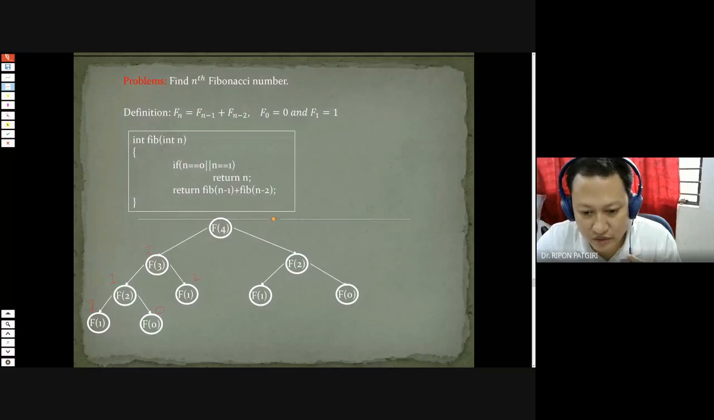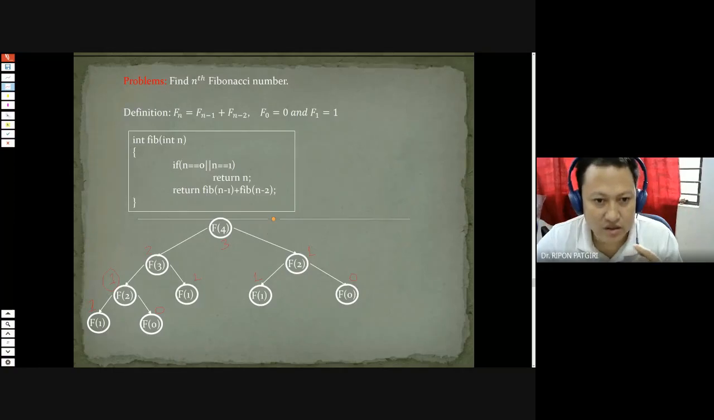Now here f of 1 will return 1, and f of 0 will return 0. F of 2 is 1. As we have seen, f of 2 is 1, and similarly here f of 2 is 1. Then what is f of 4? Fibonacci of 4 is 2 plus 1. It is 3. So it will return 3.